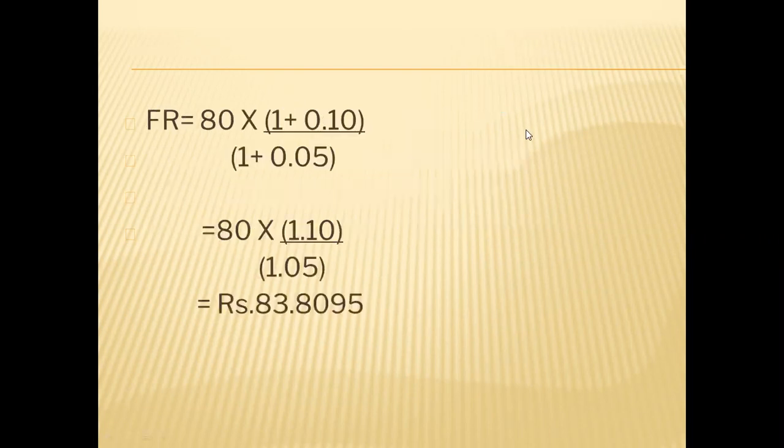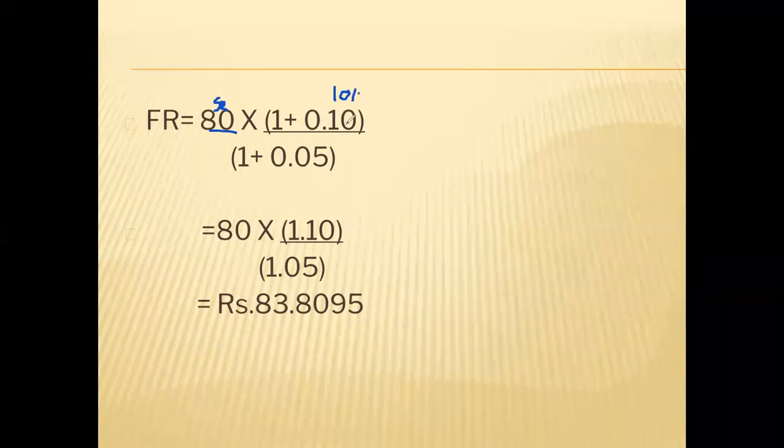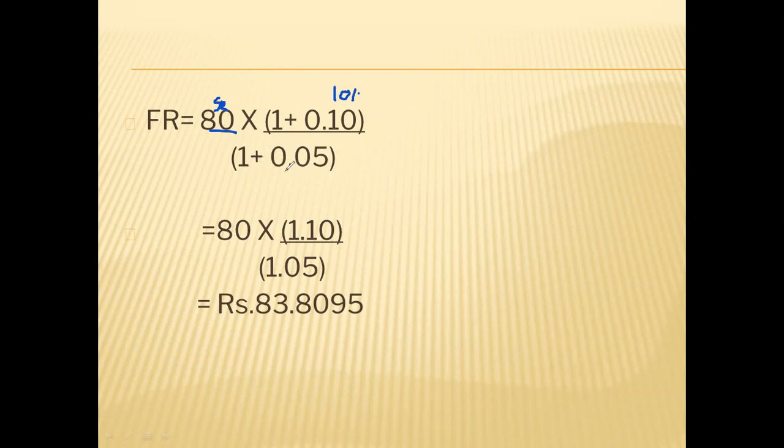So we will solve this. See how we will calculate the 1 year forward rate. Spot rate is 80. Multiply by 1 plus 0.10. Why 0.10? Because India's interest rate is 10 percent. So 10 percent means 0.10. If you do 10 divided by 100 in the calculator, you will get 0.10. Divide by 1 plus 0.05, because USA's interest rate is 5 percent.